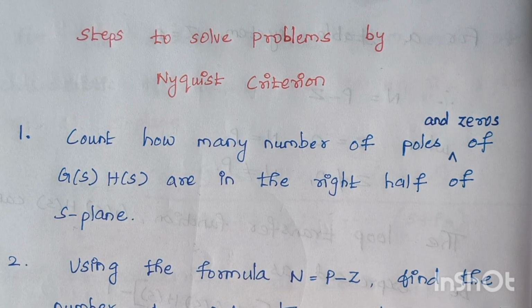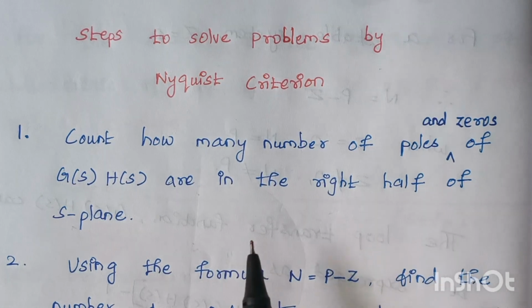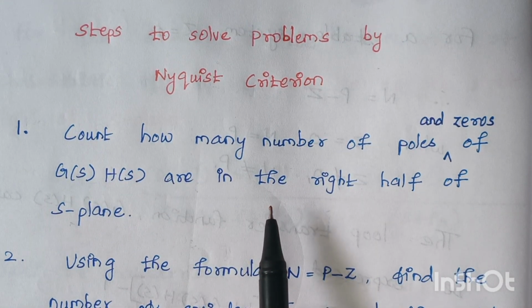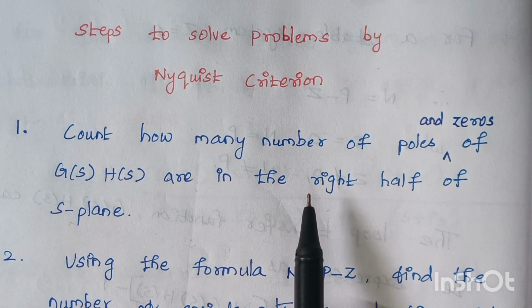Today we are going to see the steps involved to solve a problem using Nyquist criteria. The first step is we have to count the number of poles and zeros that lie on the right half of the S-plane. Right. So how to find the poles and zeros? It depends upon the problem given. Only if we know the problem can we do this step.